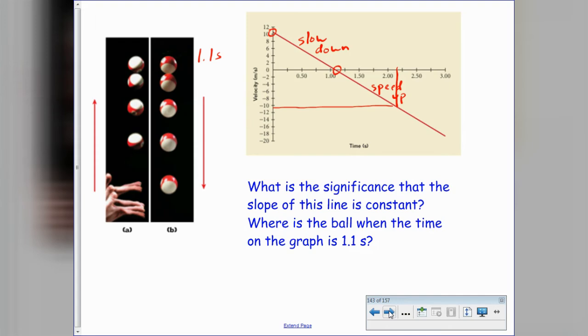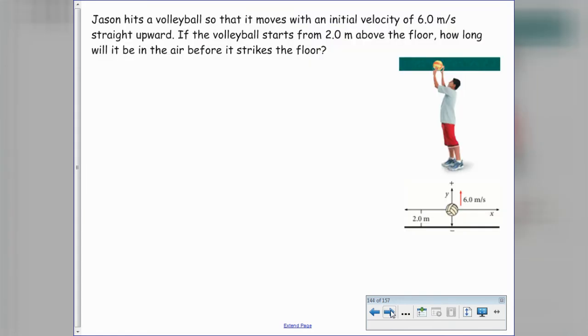Now, let's take a look at a final problem. This problem is one of the harder ones that we will do in this course, in which we're looking at something moving up and coming back down under the influence of gravity only. So Jason hits a volleyball so that it moves with an initial velocity of 6 meters per second straight upwards. We're not going to study things moving in a curved path yet, so straight upwards. If the volleyball starts 2 meters above the floor, how long will it be in the air before it strikes the floor?